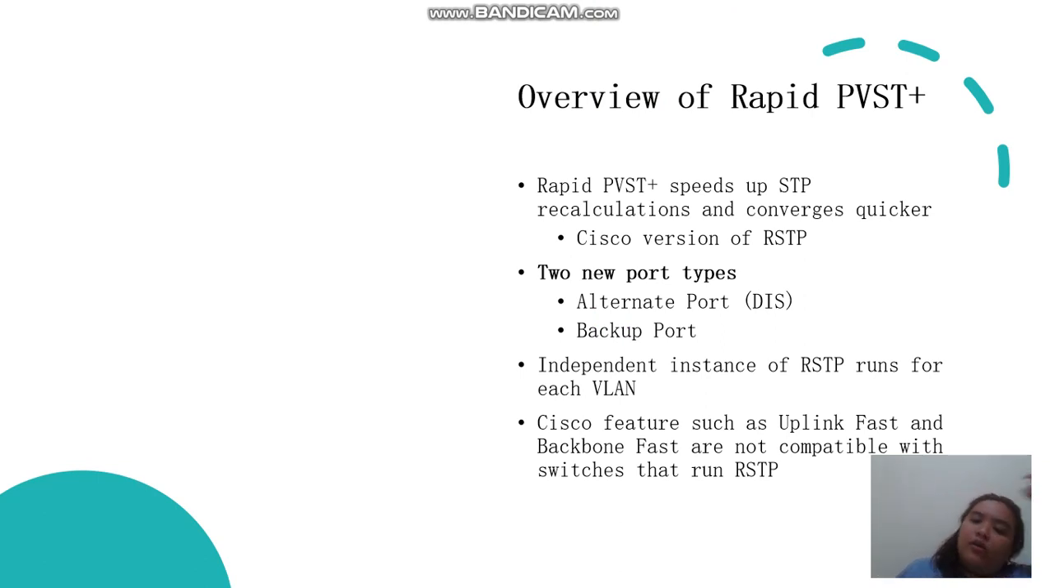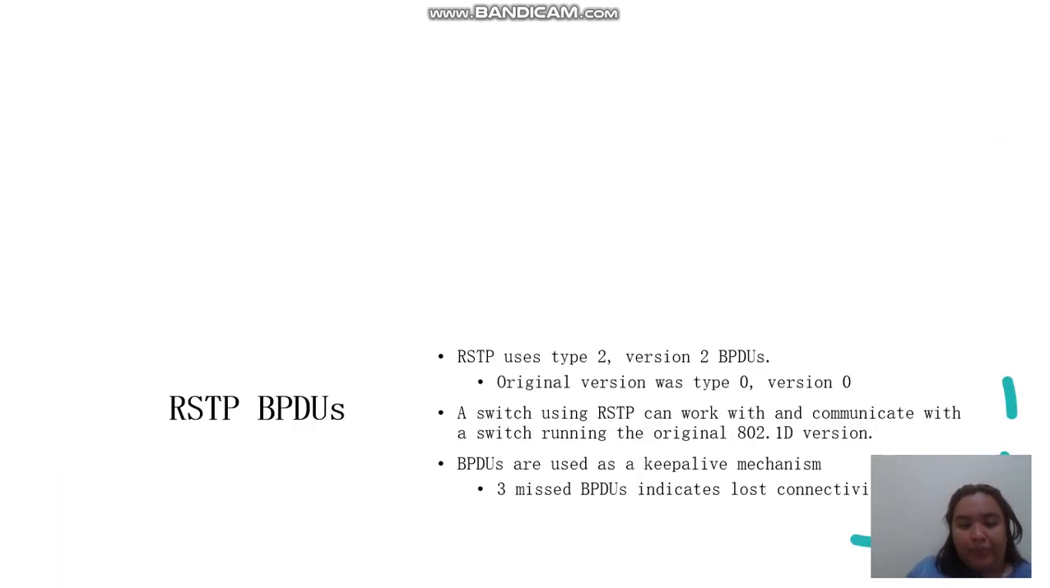So still an overview of rapid PVST. Rapid PVST speeds up STP recalculations and converges quicker. The two new port types are alternate port and backup port. Also, an independent instance of RSTP runs for each VLAN. And Cisco features such as UplinkFast and BackboneFast are not compatible with switches that run RSTP. So it is not compatible if it runs RSTP.